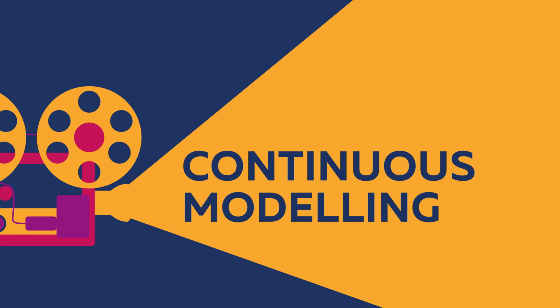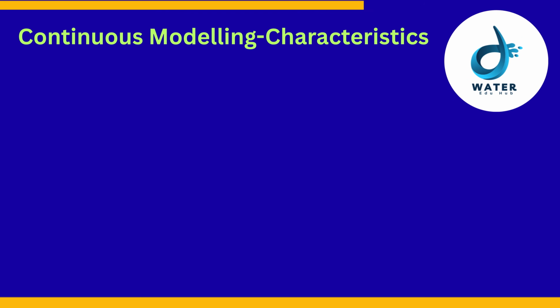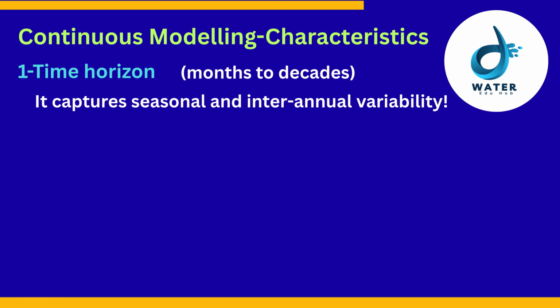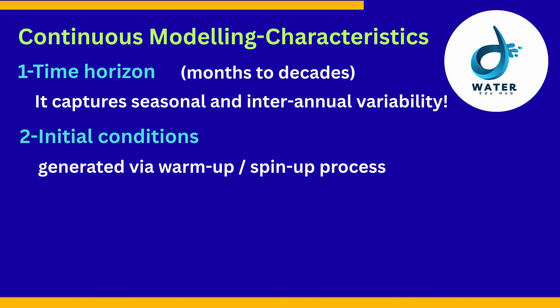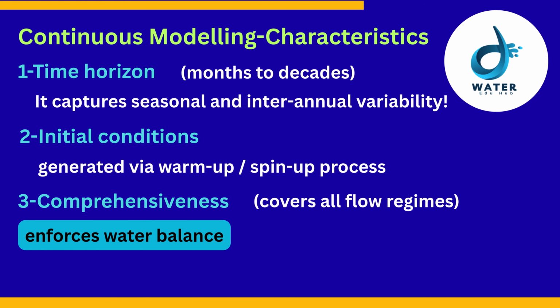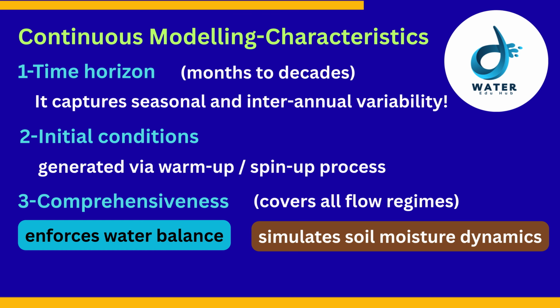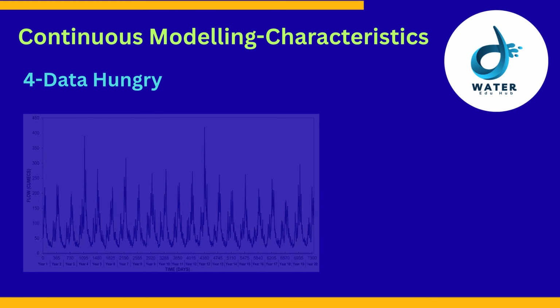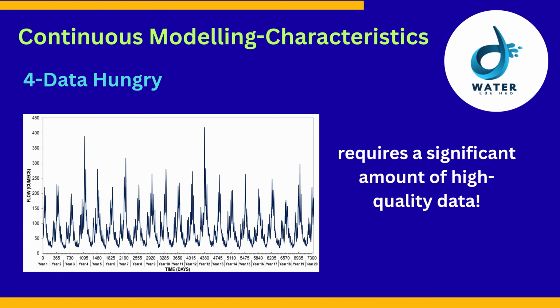Let's start with the continuous modeling. The key characteristics of this approach are as follows. First, time horizon. Continuous operation over months to decades captures seasonal and interannual variability. Second, initial conditions, generated via warm-up spin-up process and evolve continuously. Third, comprehensiveness. Continuous modeling covers all flow regimes, including low flows, average flows, and floods, enforces water balance, and explicitly simulates soil moisture dynamics, evapotranspiration, and storage changes. Fourth, data hungry. Long simulation periods require a significant amount of high-quality data.